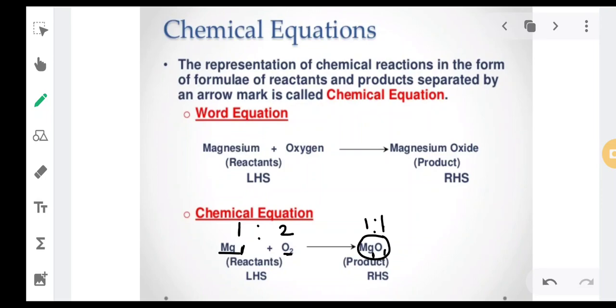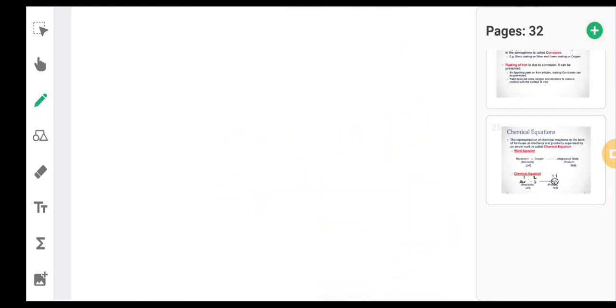So no atom can be created and no atom can be destroyed in a chemical reaction. The number of atoms in a chemical reaction should always be equal on both sides, on the reactant side as well as on the product side. On both sides, the atoms of any element, like magnesium, oxygen, iron, carbon or nitrogen, should be equal. So how to make this equal? I will show you what we need to do.